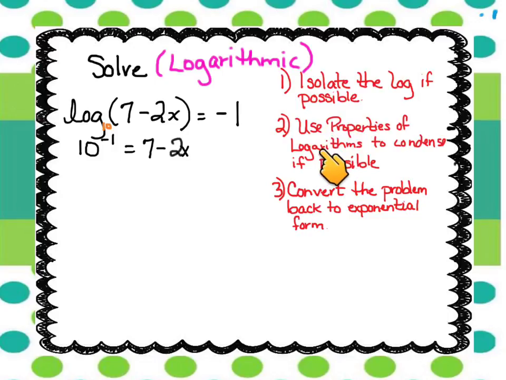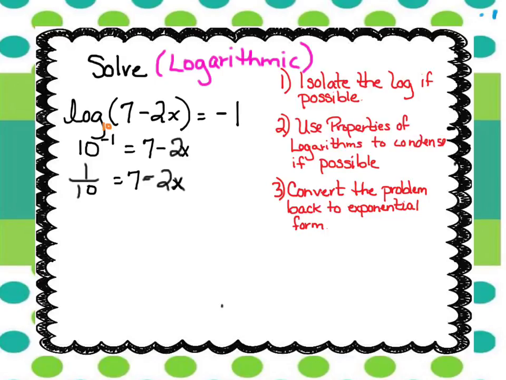If you read these steps, we first need to inspect it and isolate the log. In this case it is isolated. We don't need to use the properties of logarithms to condense it. So we fast forward to step 3, and we can rewrite this in exponential form. When you inspect it and tell that you can't set this piece equal to anything over here because there's no logarithm, then you have to go to a second method, and that is reconverting it back to its other inverse form. The inverse of a logarithm is an exponent. And now we can just solve this.